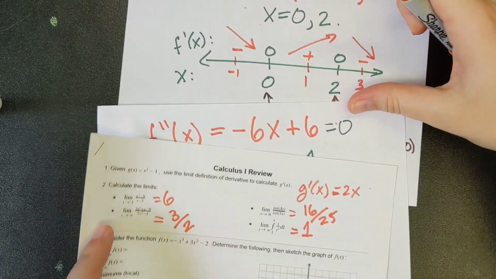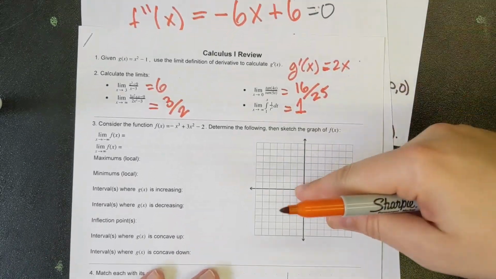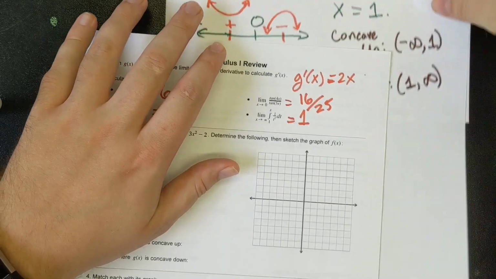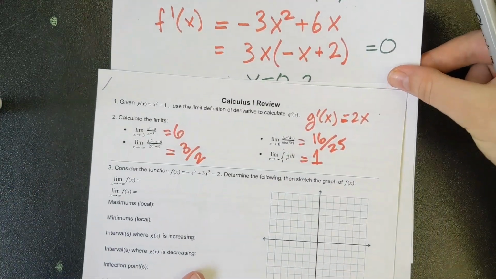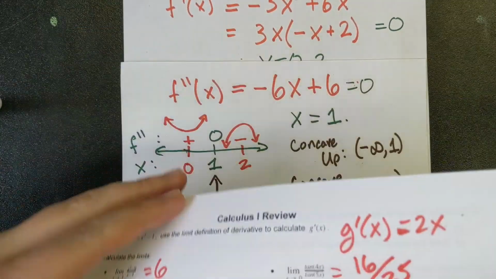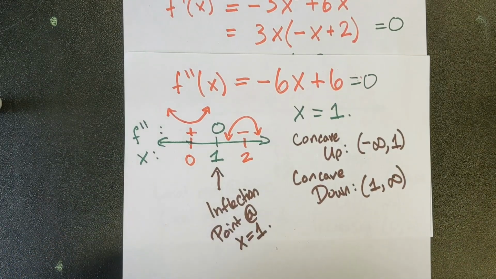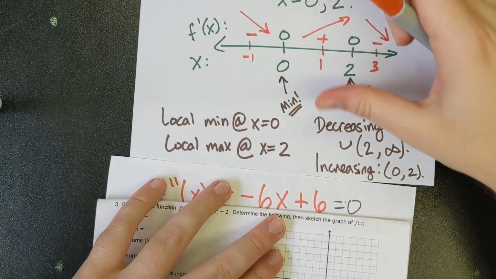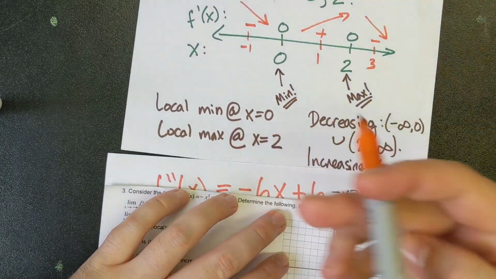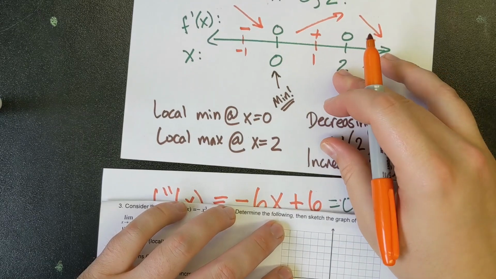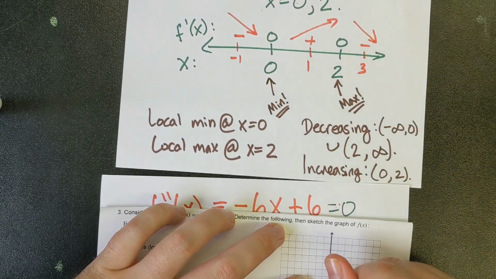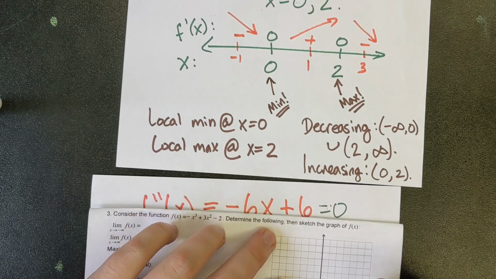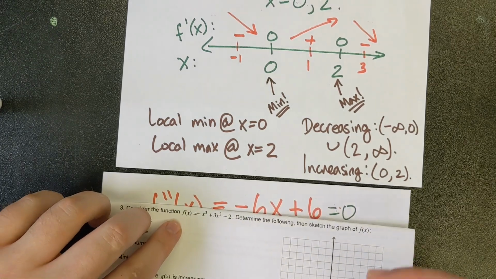What I like to do often is just draw little lines on this graph that help me. From my first derivative, we found out I have a local min at x equals 0. So here at x equals 0, I have a local min, and I have a local max at x equals 2.